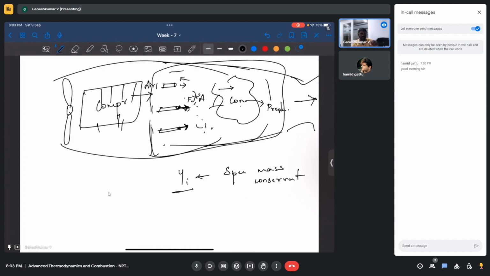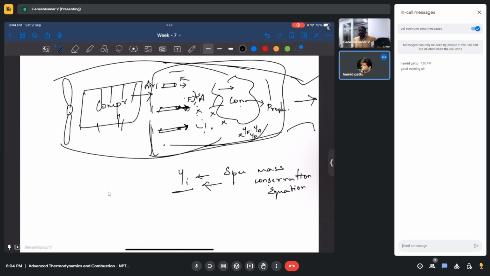There, at each and every point in space, you will know how much is Y of fuel, Y of air, and Y of products. For that you will solve this species mass conservation equation. So is it like the Reynolds transport equation, where we take the variation within the control volume? Exactly.